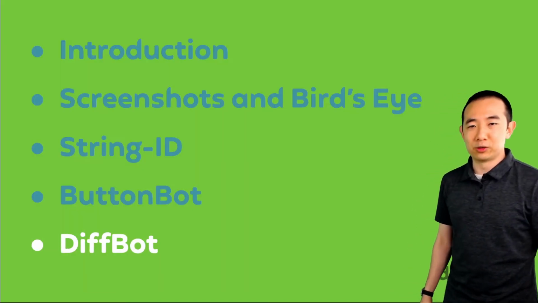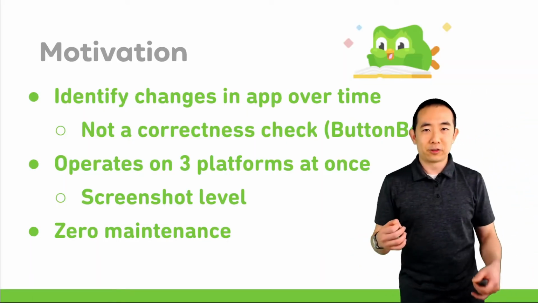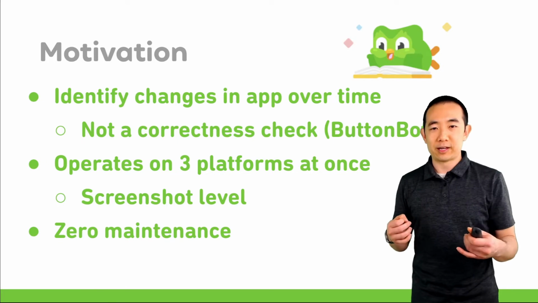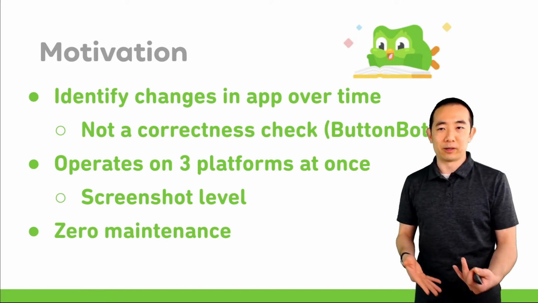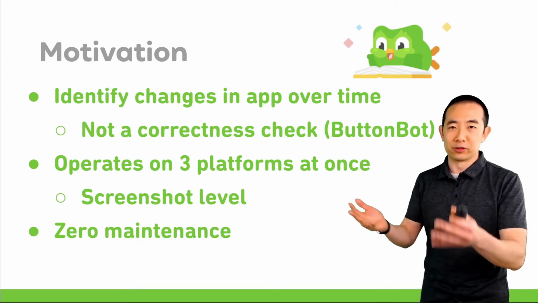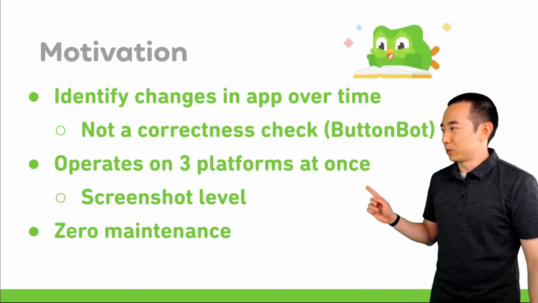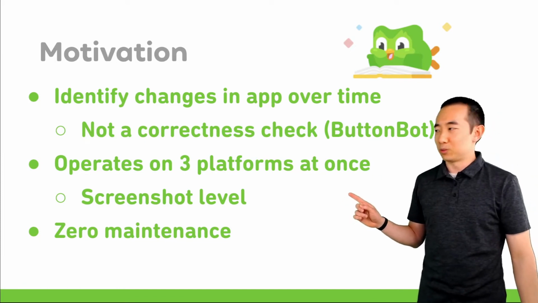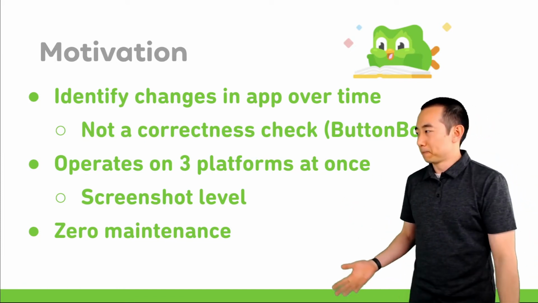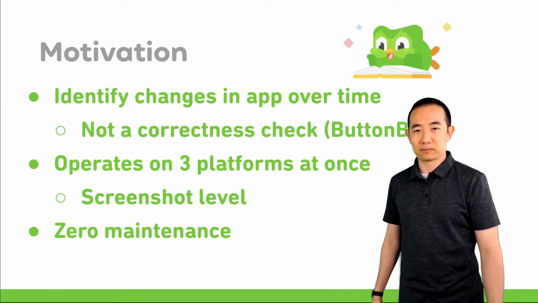Finally, let's move on to Diffbot. Diffbot is going to be a little bit different. We don't want to detect bugs with it like we did with ButtonBot. We want to identify that something has changed over time, and then we'll let a person look at it to decide if there's anything actually going on that's a problem. Again, we want to operate on all three platforms at once so that we don't have to instrument anything in the app. And then I'm going to add here, I want this to be zero maintenance, and I'll explain that in the next slide.